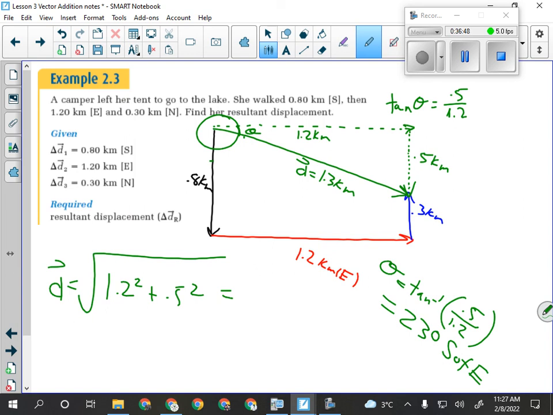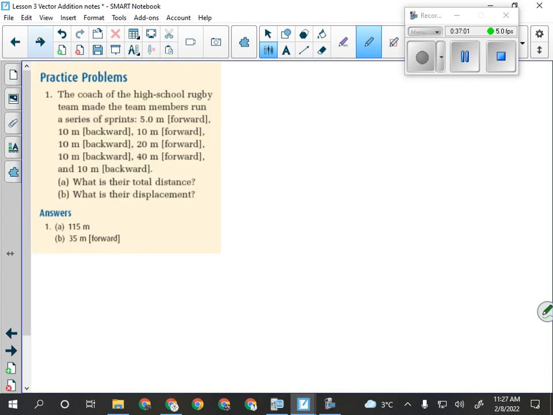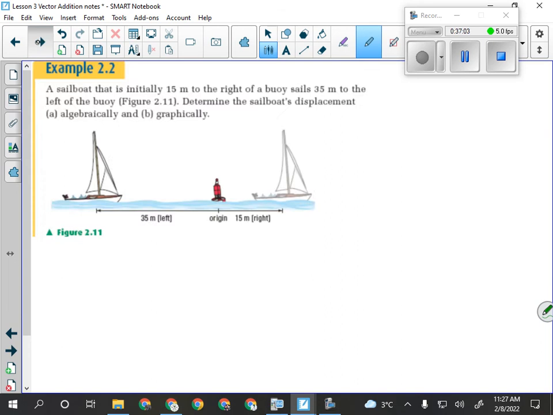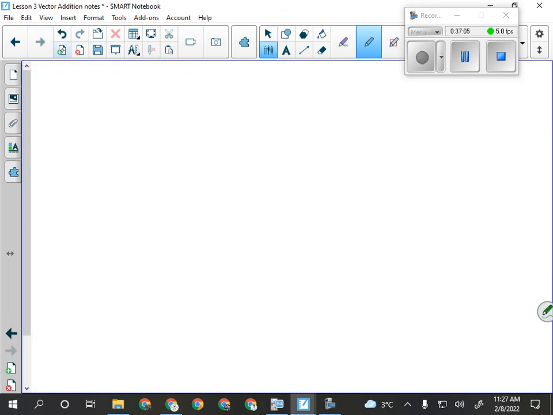We're going to be dealing with ones that are neither perpendicular nor collinear starting tomorrow. I just need a blank slide. Okay, there we go. We're going to be dealing with something like this.